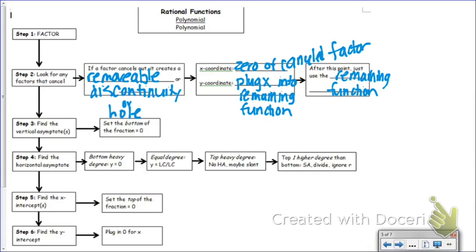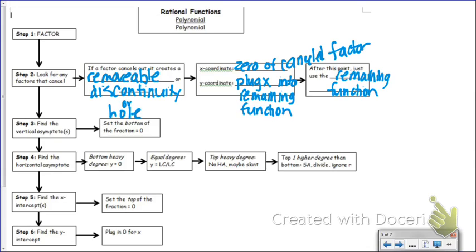All right, so step 3, we'll find the vertical asymptotes. To find the vertical asymptote, you set the bottom equal to 0. Then we find the horizontal asymptote. Again, this is what we talked about the first day. If it's bottom heavy in degree, it's y equals 0. If the degrees are equal, we divide the leading coefficients. If it's top heavy, there's no horizontal asymptote, but this can be a case where there's a slant asymptote.